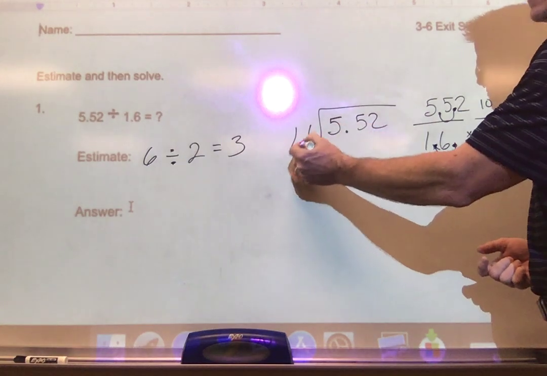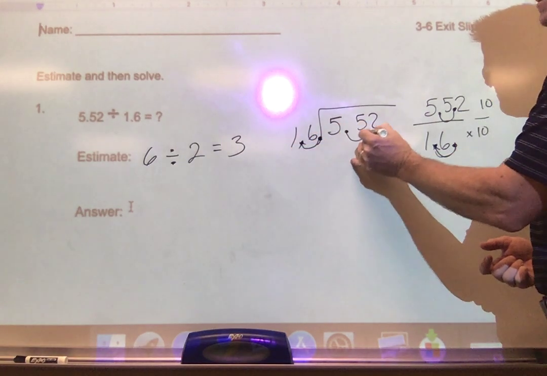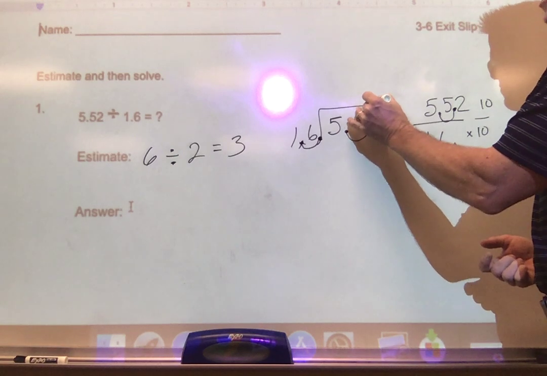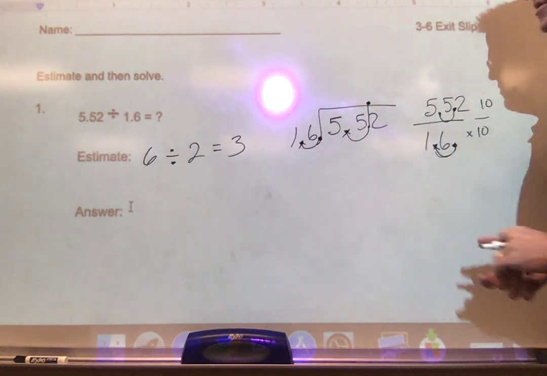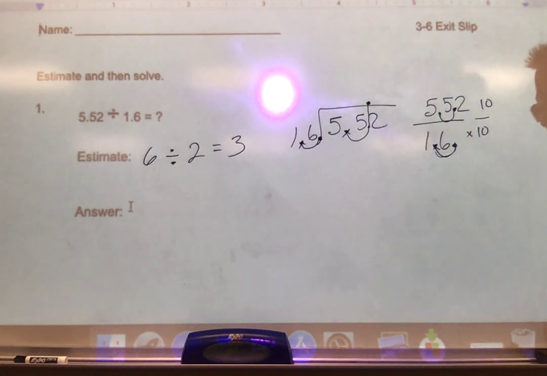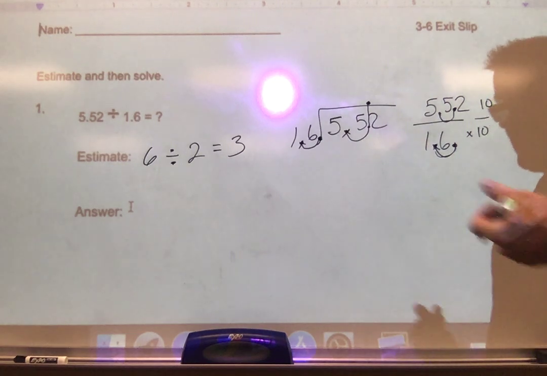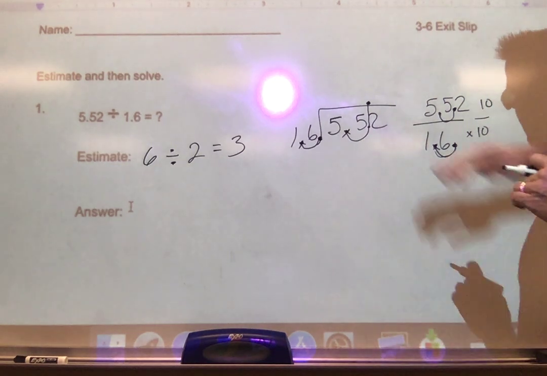So I make that 10 times bigger, so I must make this 10 times bigger, and that's where the decimal goes. We know it goes right up in there. So really, I changed it to 55.2 divided by 16. That has the same relationship as 5.52 divided by 1.6. Now I can just divide normally and pretend the decimals aren't even there.